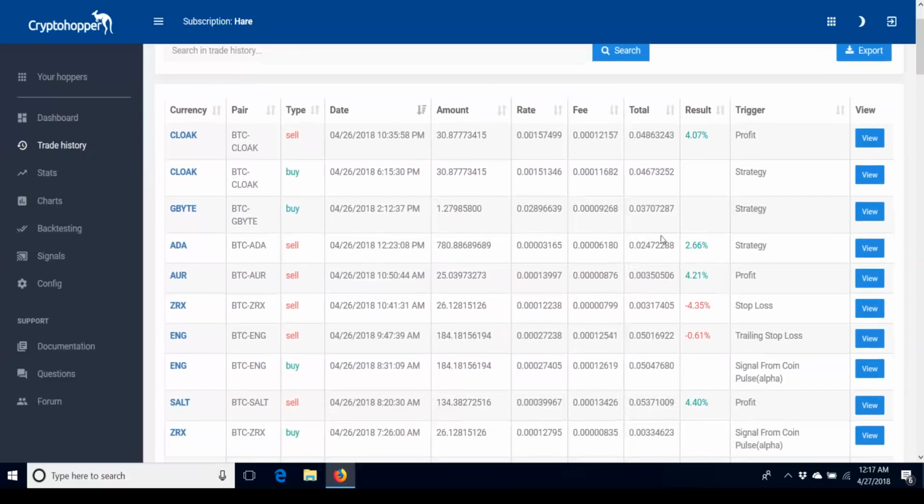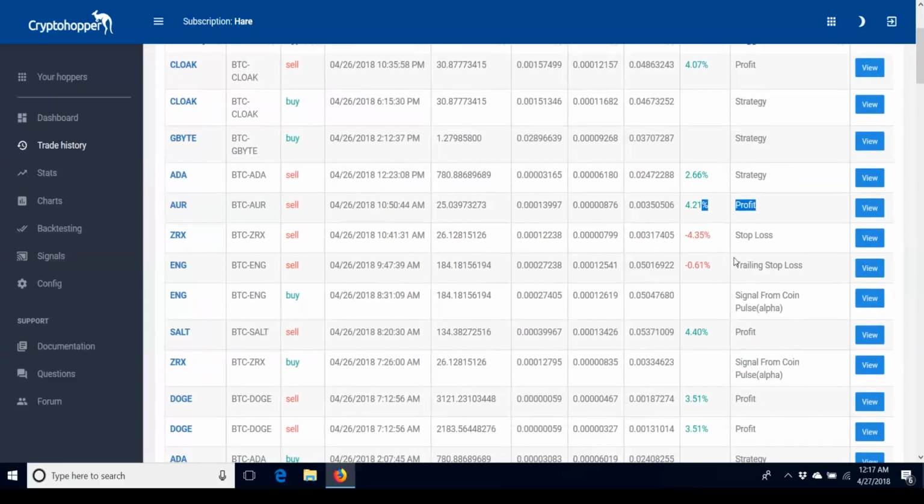It made some on ADA earlier, 2.66%, sold because of strategy on that one. And then you can see it sold AUR, and that was because of profit. And then you can see here stop loss. I have it set to sell at a 4% stop loss, so none of the losses get too out of hand. Just because you put it at 4%, if it's falling really fast, sometimes you'll see 5, 6, 7%. It'll put the order in, but sometimes it's falling faster than the order gets filled. I see that once in a while, but it's usually pretty good at stopping it between 4 and 5%.